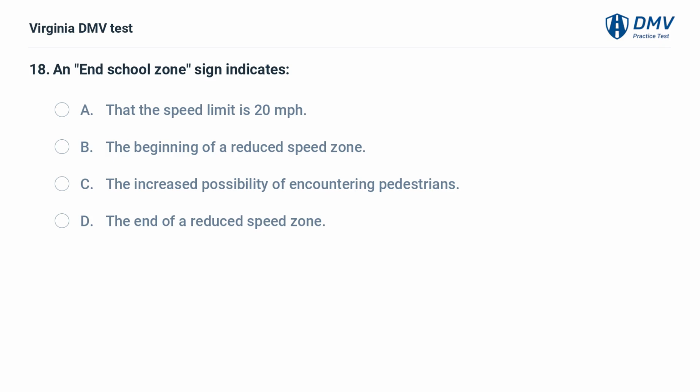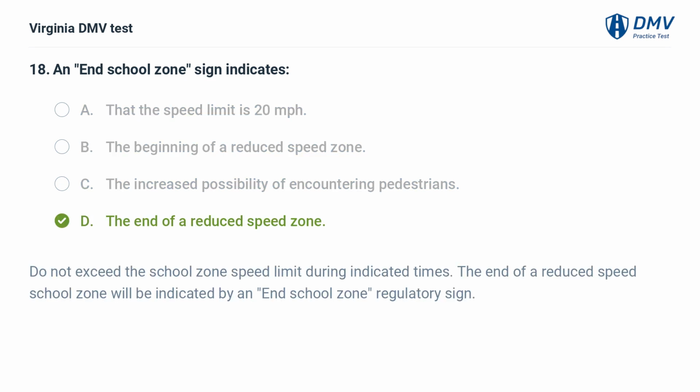An end school zone sign indicates A. That the speed limit is 20 miles per hour. B. The beginning of a reduced speed zone. C. The increased possibility of encountering pedestrians. D. The end of a reduced speed zone. D. The end of a reduced speed zone. Do not exceed the school zone speed limit during indicated times. The end of a reduced speed school zone will be indicated by an end school zone regulatory sign.